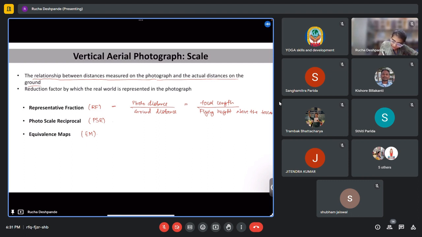Then we have photo scale reciprocal, which is the reciprocal of RF. So it's 1 by RF. It's equal to ground distance by photo distance, and the reciprocal of this also.